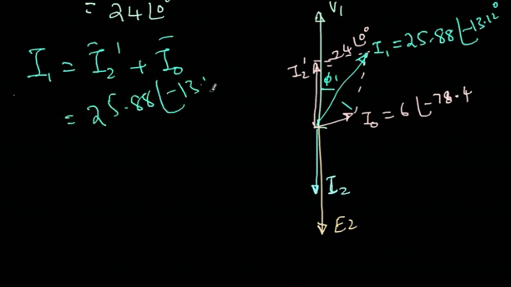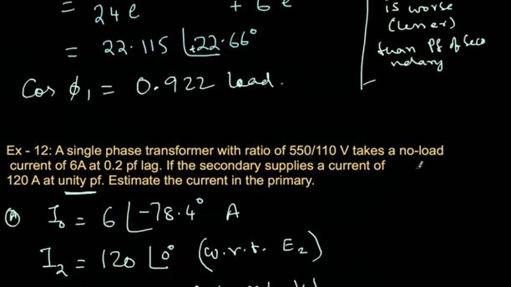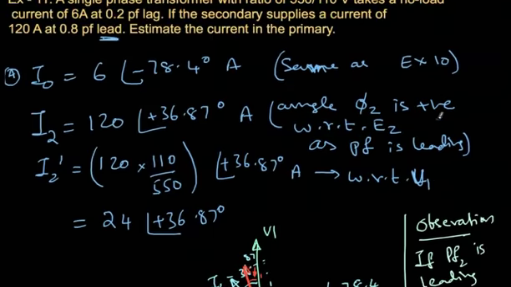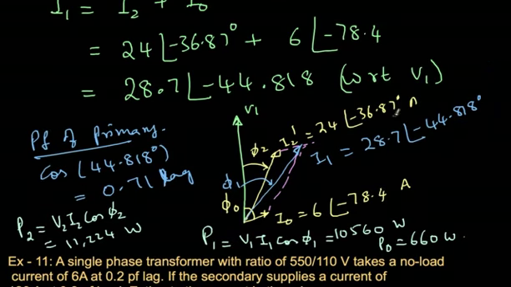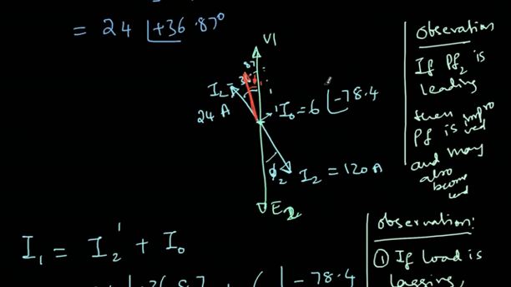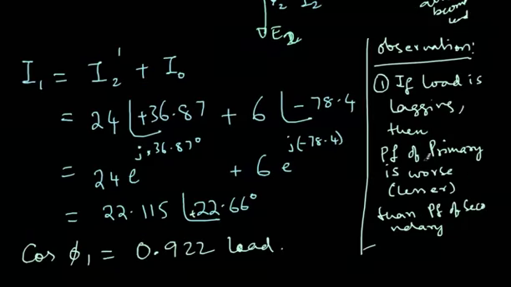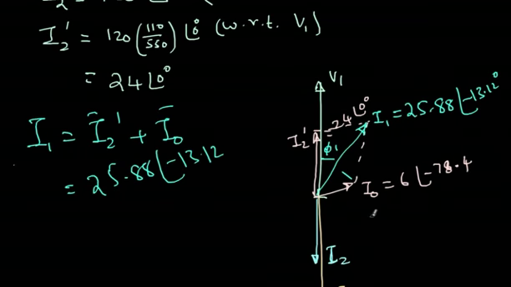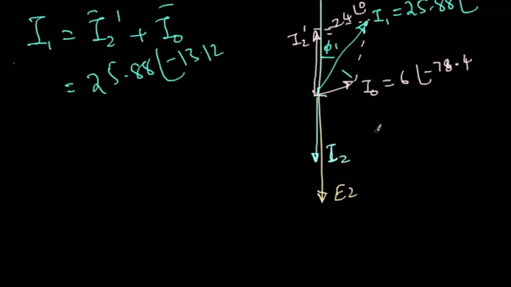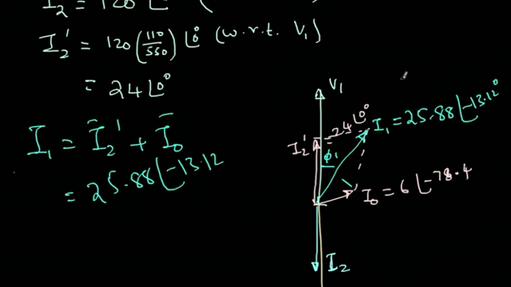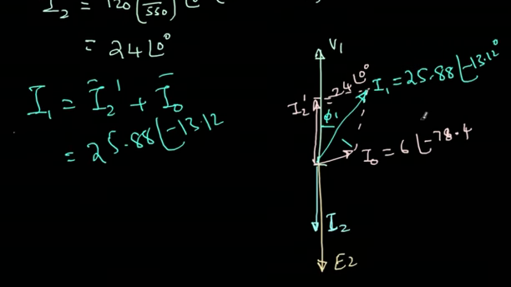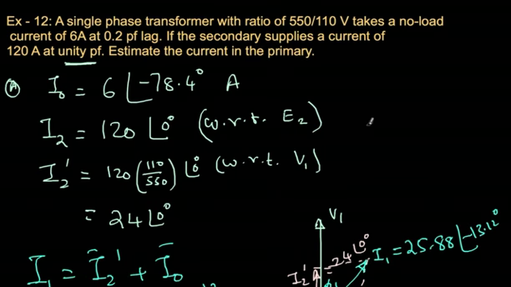So I hope you have understood these vector diagrams. It's very important to understand these vector diagrams and how they work. And then all three cases we have solved. This is the lagging case, this is the leading case, and this is the unity power factor case. Let's not stop here. Let's do some more problems on this particular theme, that is transformer on load, but only core loss is considered, copper loss is not considered. So we'll do some more examples.